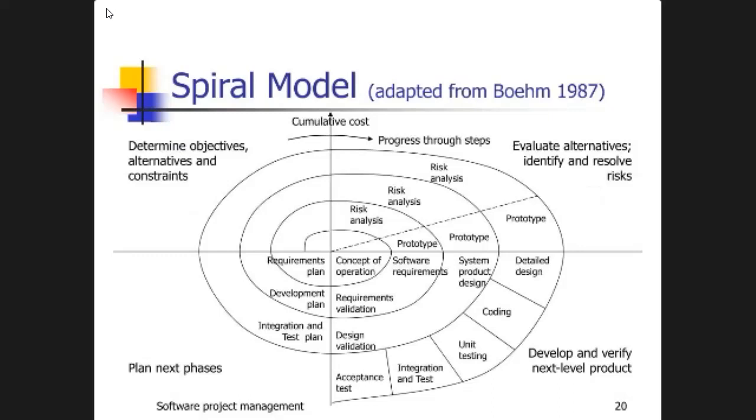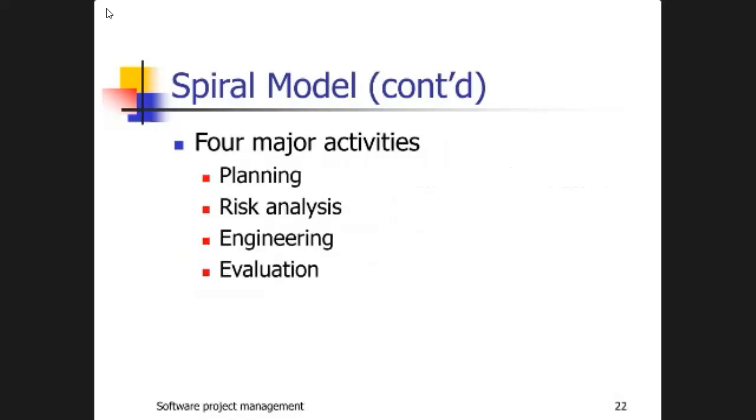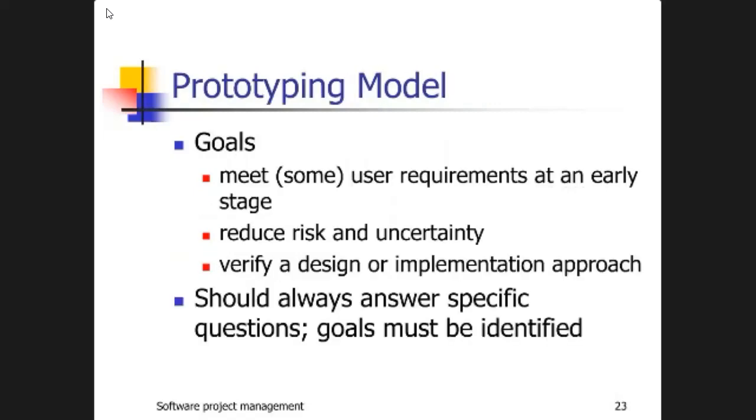Here, in the spiral model, evolutionary approach, iterative development combined with risk management, risk analysis results in a go, REDO, or no go decision. The spiral model contains four major activities: planning, risk analysis, engineering, and evaluation.